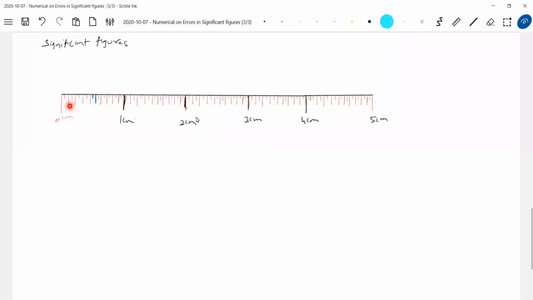Oh, what happened? 0.1, 0.2, 0.3, 0.4, 0.5, 0.6, 0.7, 0.8, 0.9, 1. Okay, fine. What is the smallest length? Shall we put 0.05, 0.1 centimeter divided by 2? That's the smallest length. So delta X, how much I can measure? 0.05 centimeter. I think that's a good scale, no?